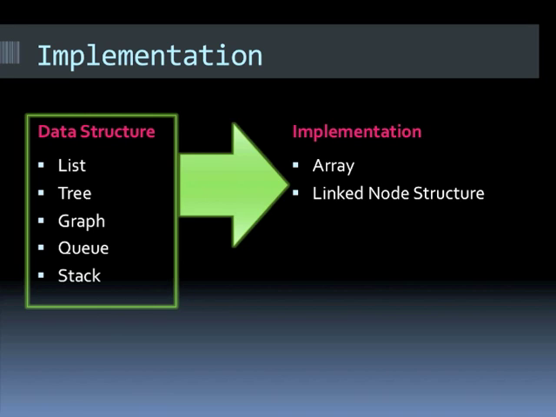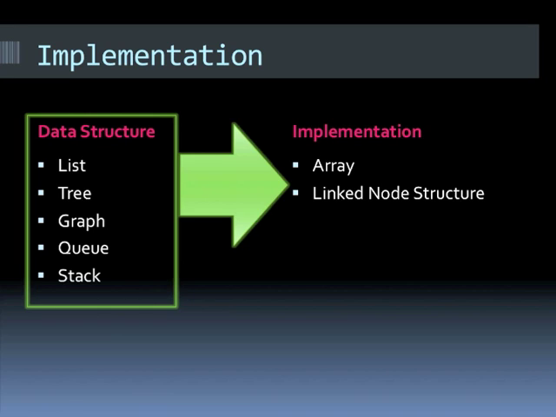And underneath most of these data structures, they can be implemented using either an array or what's called a linked node structure. So we're talking about the abstract data type of the data structure, the concept of a list, the concept of a tree, but how that actually gets put into code is, again, this concept of abstraction. We don't necessarily have to know how it's being implemented at the lowest code level.